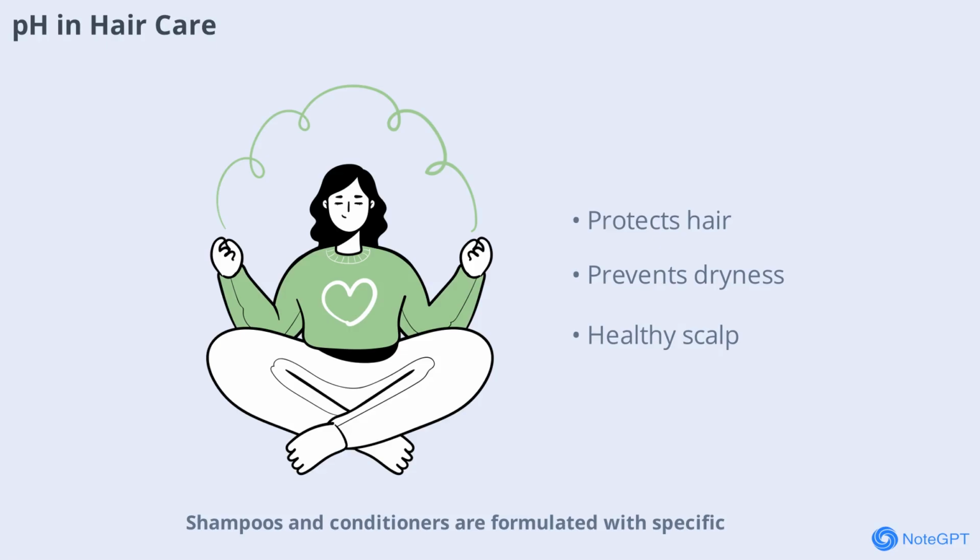Shampoos and conditioners are formulated with specific pH levels to protect hair and scalp. Hair is healthiest at a slightly acidic pH. Products that are too basic can cause dryness and damage. Choosing the right pH helps keep hair shiny, strong, and manageable.